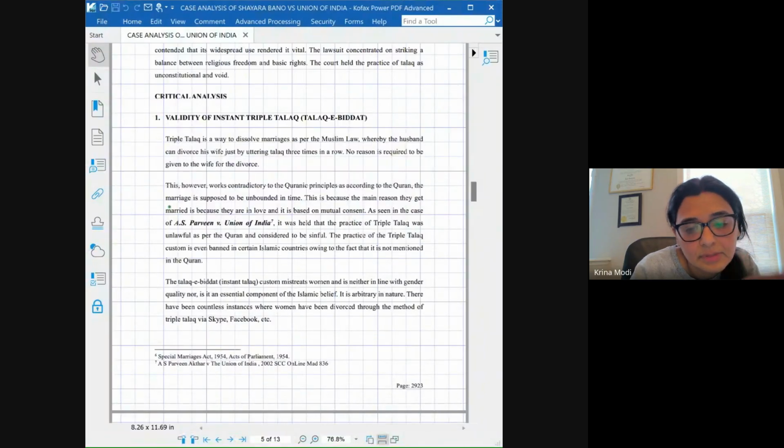So the analysis of this case is whether the Quran says that, and whether triple talaq is arbitrary in nature, and it is arbitrary in nature. There have been countless instances where women have been divorced through the method of triple talaq via Skype, Facebook. That's what the analysis says. What does it say next?